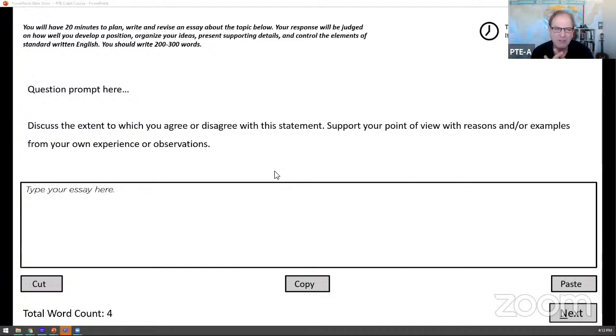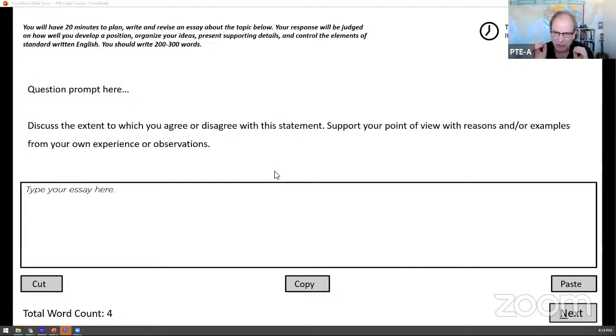So you'll have 20 minutes to plan, write, and revise an essay about the topic. You'll be given the question, and then you'll be judged on the quality of your writing and how your ideas develop, and you've got to write 200 to 300 words. So what do we do? We have a look at the question. There are 2 parts to the question. One group of people think this, another group of people think this. You're going to represent both of those people's ideas in body paragraph 1 and body paragraph 2.